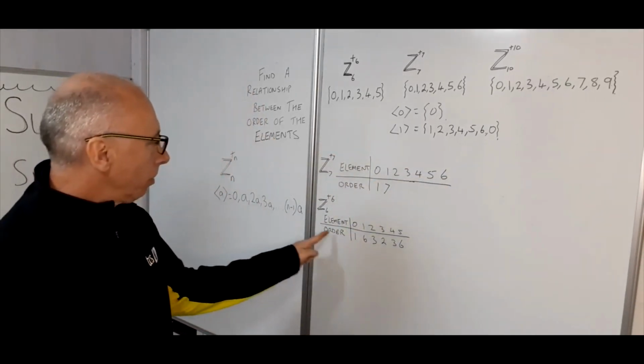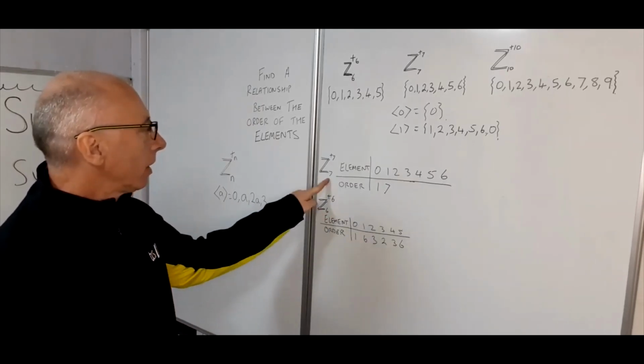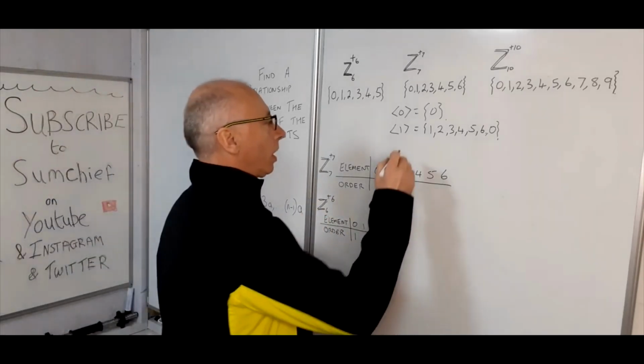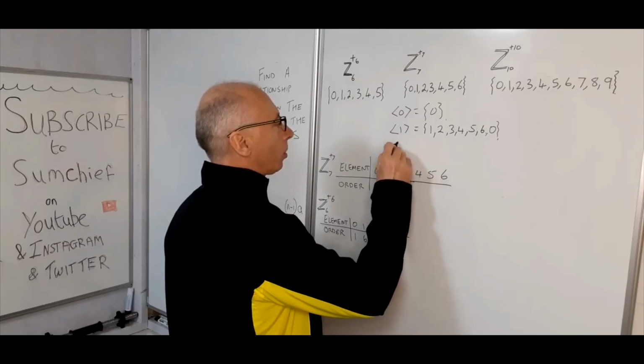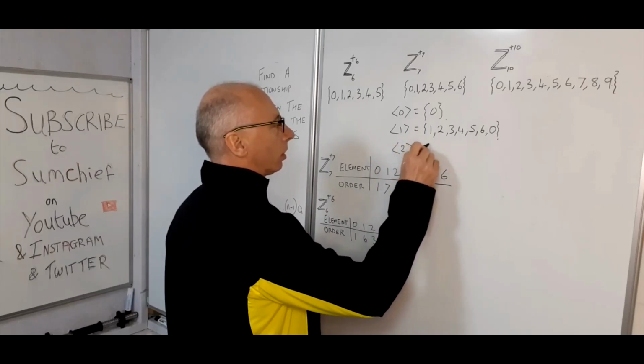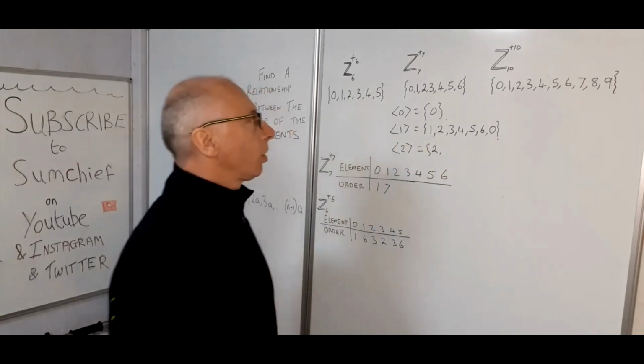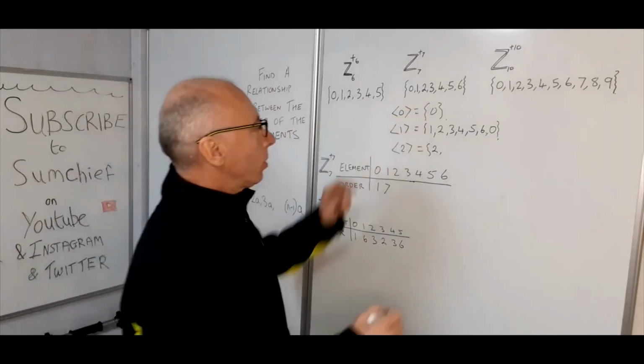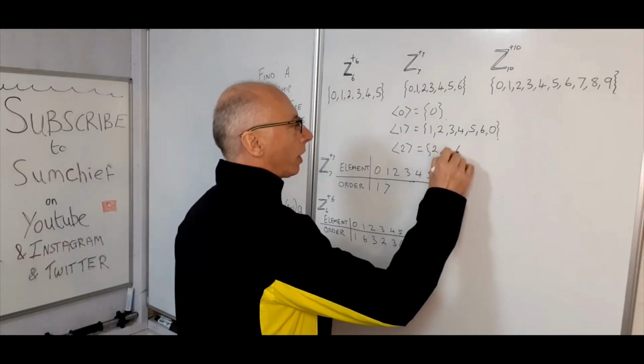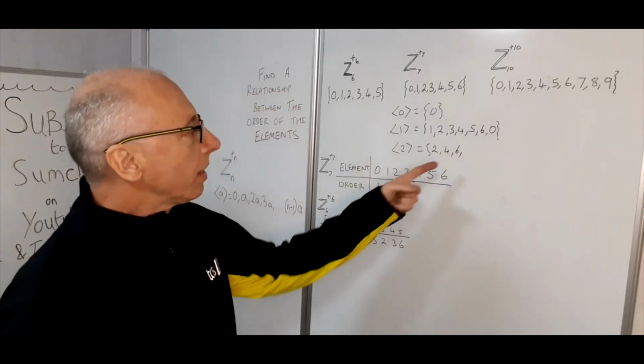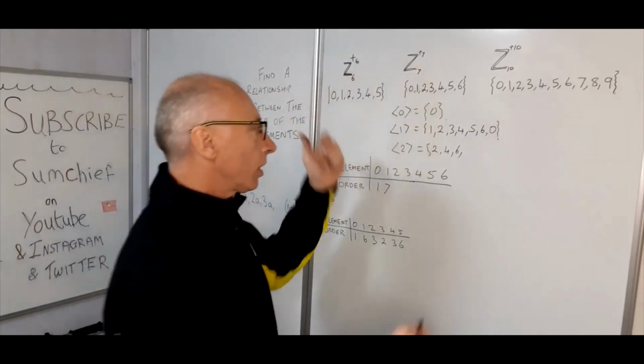Okay, so that seems to be some sort of pattern there involving this one. Let's see what happens now when we generate 2. So 2, keep on adding 2 to itself. So we get 4, then 6. Then after that, 6 plus 2 is 8. Modulus 7 gives us 1.